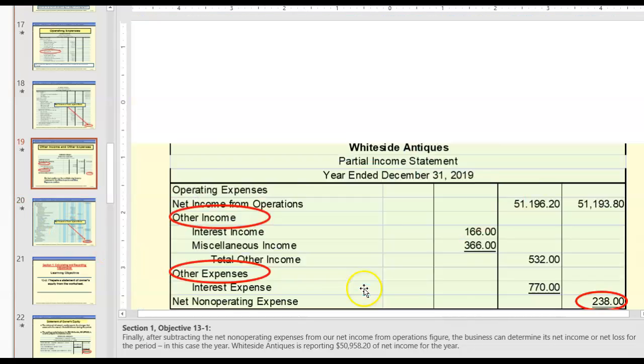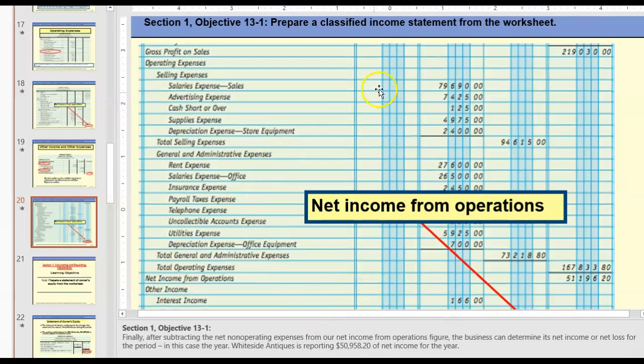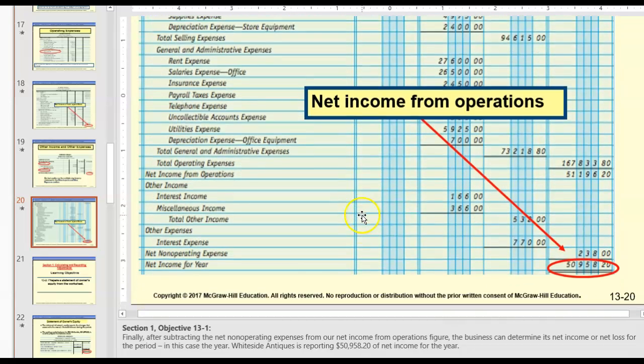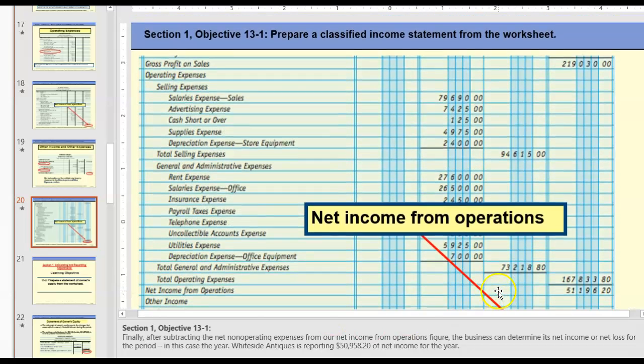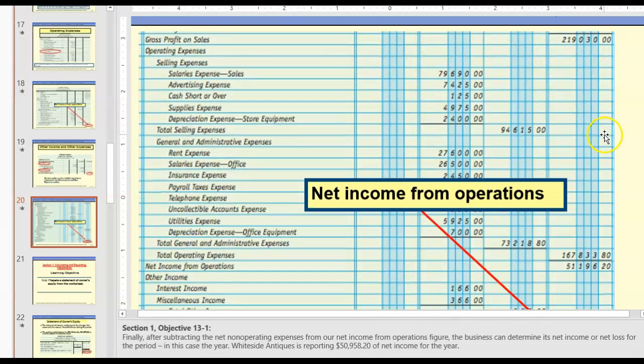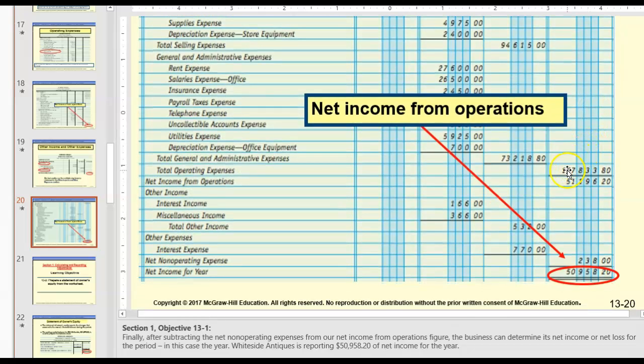So check this out. This is what's called a classified income statement from the worksheet. So here's your worksheet, and you have to use all the expenses and all the income to compute the net income from operations. So it's quite an extensive financial statement. So their net income comes from gross profit on sales, the total gross profit on sales, minus what? Total operating expense, net income from operations.